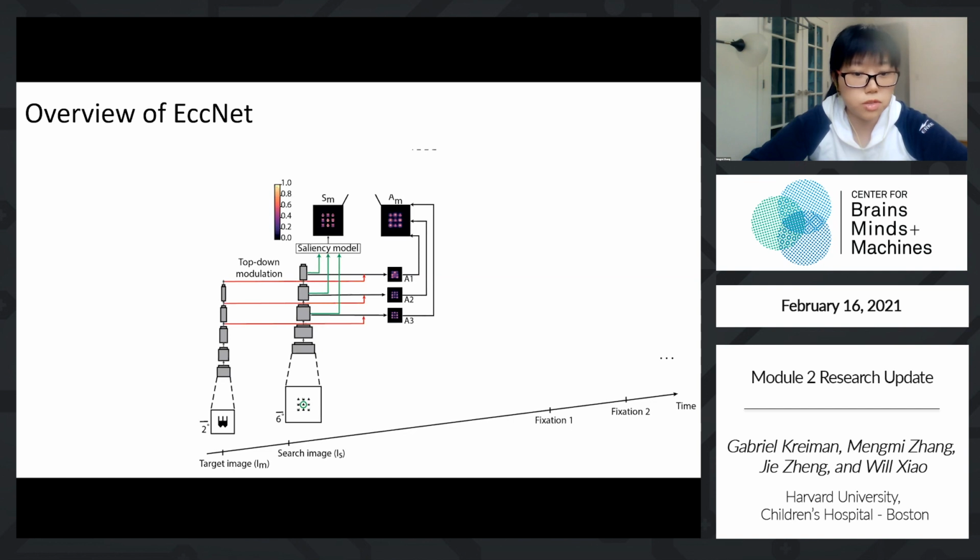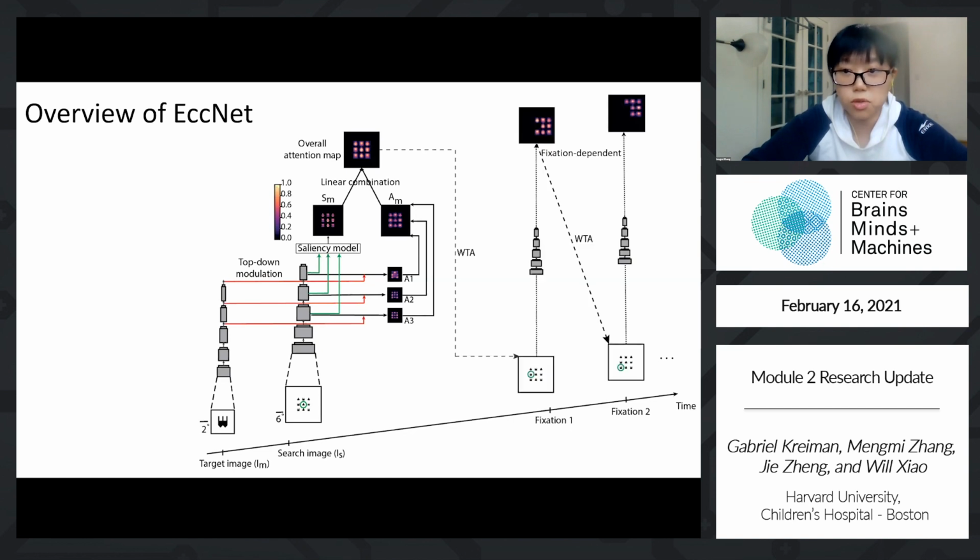Similarly, we can use the stored abstract representation of the target to modulate those feature maps of the search image across multiple layers, and this results in a top-down modulation map. Next, we can linearly combine these two maps together to generate the overall attention map. Then we use the winner-take-all mechanism to choose the location with the maximum attention value on this overall attention map as the next fixation location, and this process iterates until the eccentricity net finds the target.